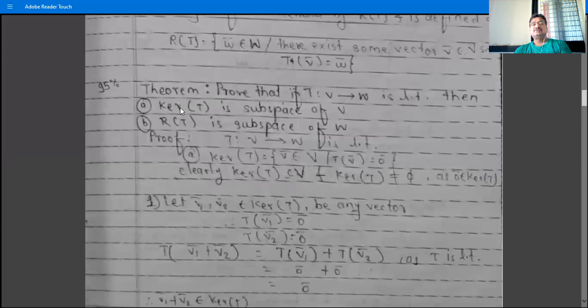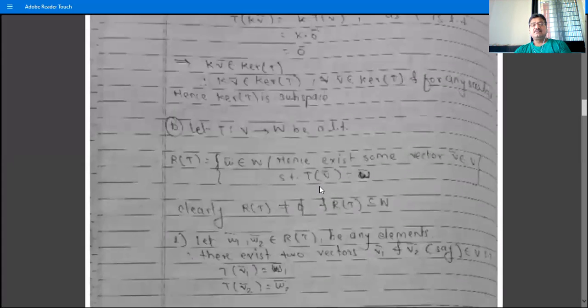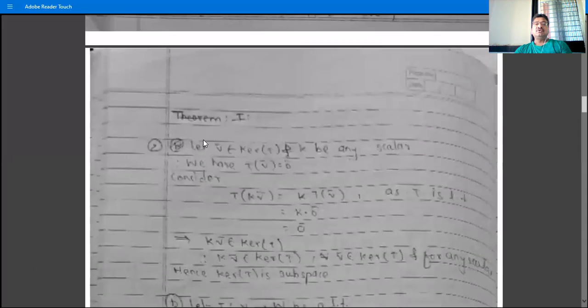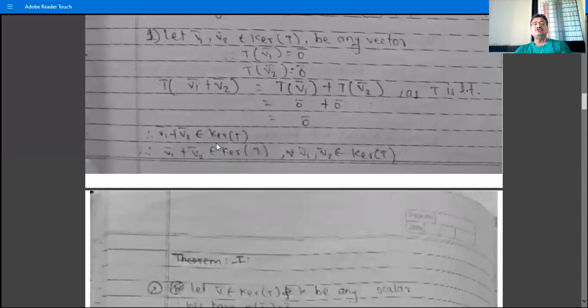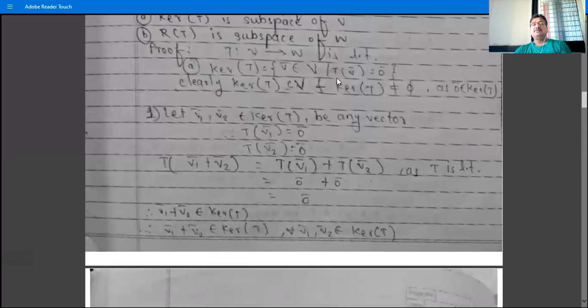So the kernel of T is a subspace of the vector space V. Right here the sentence: therefore, the kernel of T is a subspace of V. Then we have to show the range of T is a subspace of W.